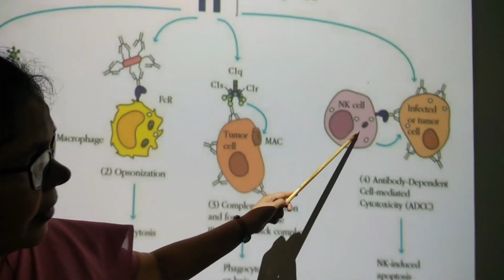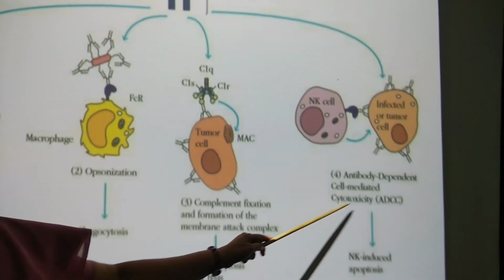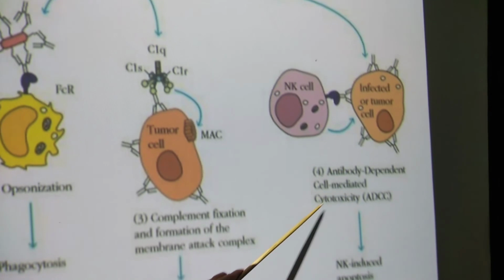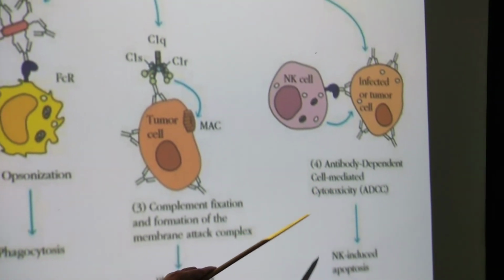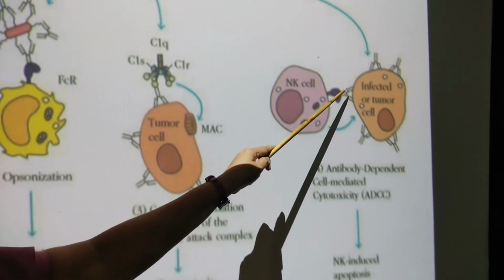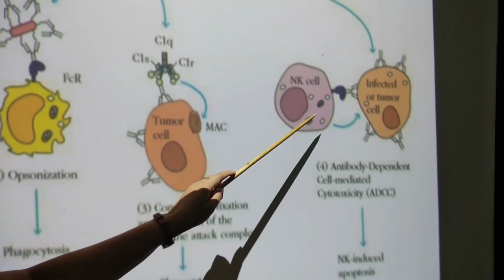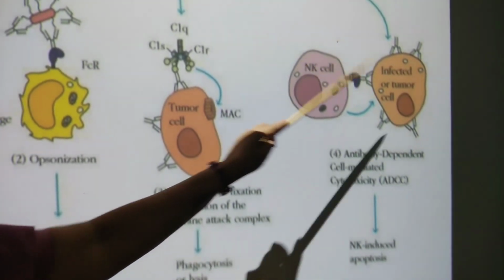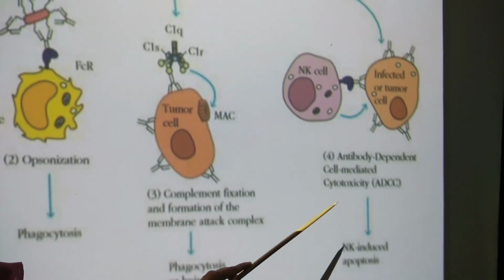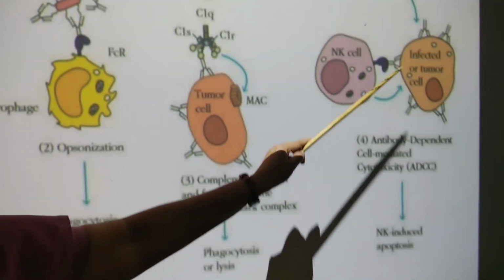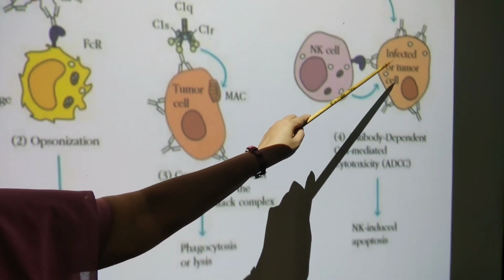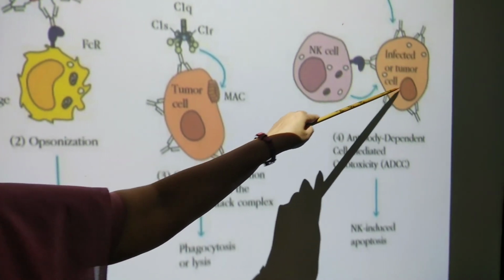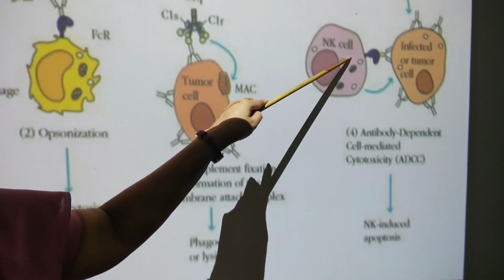And lastly, you can see here, antibody is involved in ADCC, that is antibody-dependent cell-mediated cytotoxicity. Here the antibody is acting as a mediator only. You can see here, this is the cell which is responsible for killing this cell. But this cell cannot kill this cell without the help of the antibody. And what does the antibody do? The antibody binds to the target cell and helps this infected cell or the tumor cell to come in contact with the killer cell.